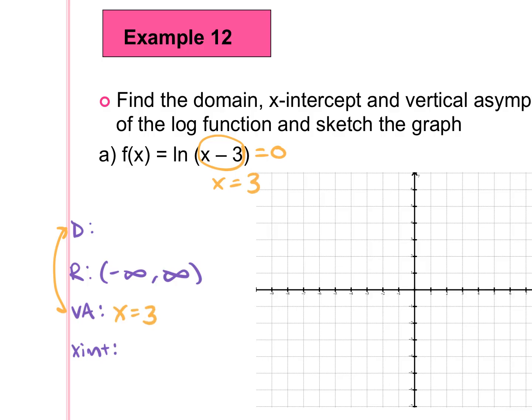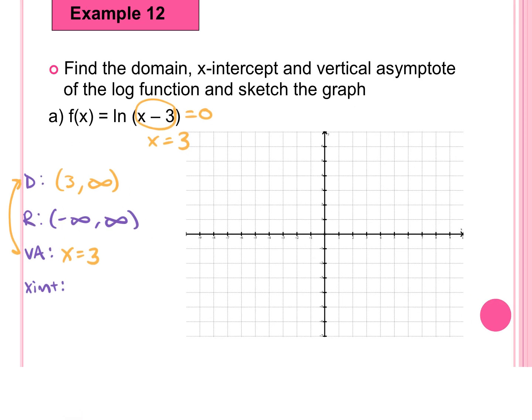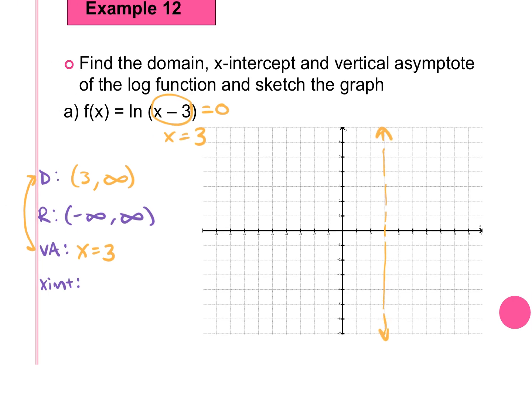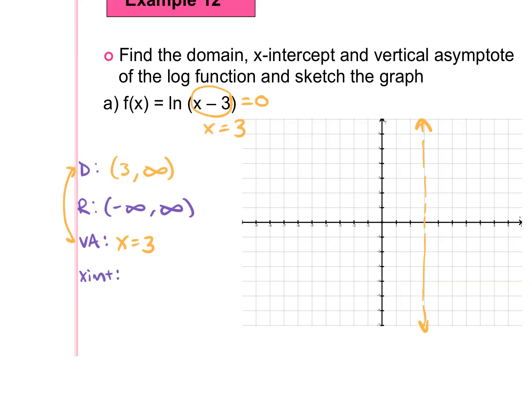What's our domain? 3 to infinity. Now, your domain most of the time will be 3 to infinity unless you have a reflection on the y-axis where it flips, and then your graph's going to go to negative infinity. So just pay attention to that. So we're going to go to the right 3, put our vertical asymptote. For our x-intercept, what should we do?